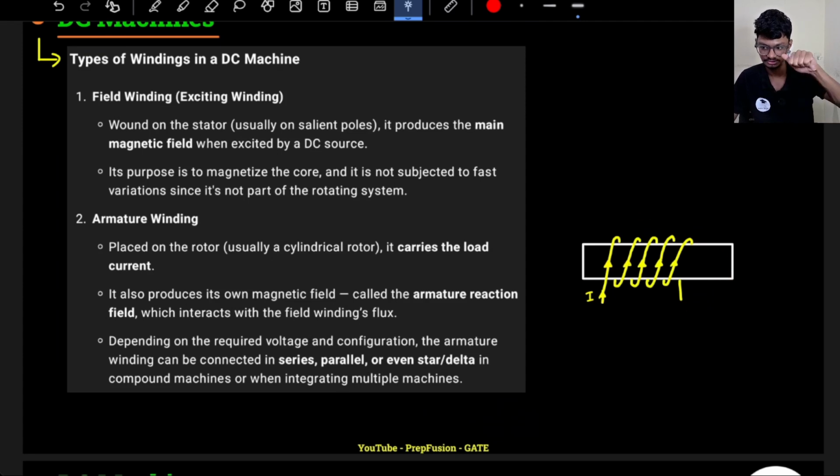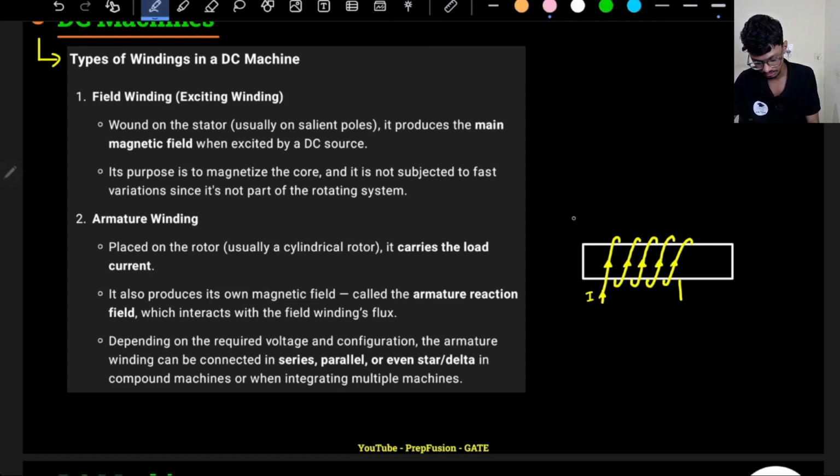If I curl my fingers along the direction of the current, I see it is going to the left hand side. So the direction of the field flux will be on the left hand side, right? Same thing, field winding is the stator portion and armature winding is the rotor portion. So the armature winding will be placed in the rotor, that is the load current, and the field winding will be placed in the stator, right?